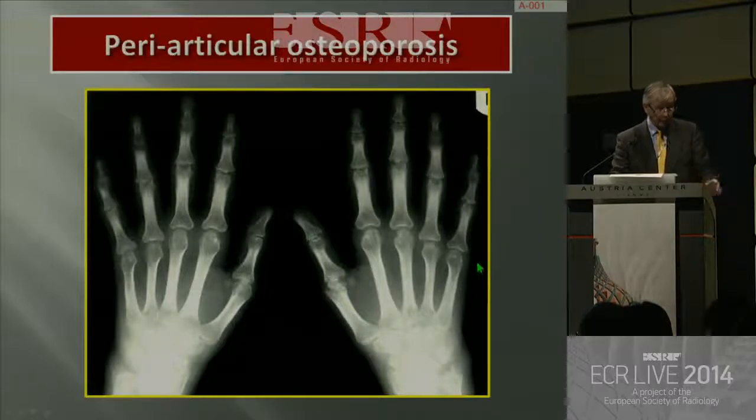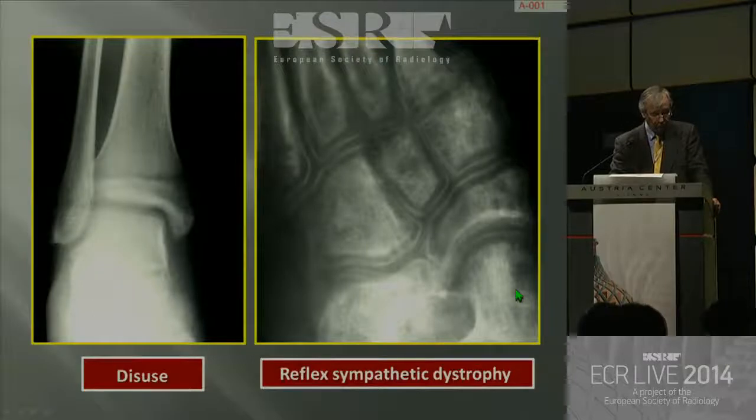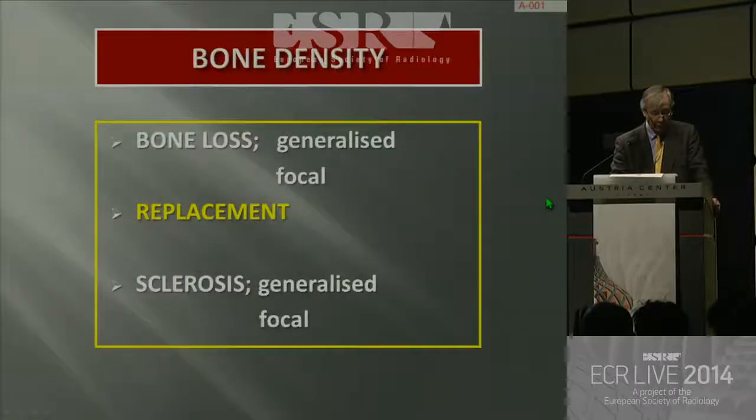Finally, look at the peri-articular region. Here is a case with clear peri-articular osteoporosis, and this case is one of rheumatoid arthritis. There's soft tissue swelling, and the result is an inflammatory arthritis, which is leading to sub-periosteal resorption. Disuse can produce localized osteoporosis, and of course, reflex sympathetic dystrophy can produce very intense localized osteoporosis.